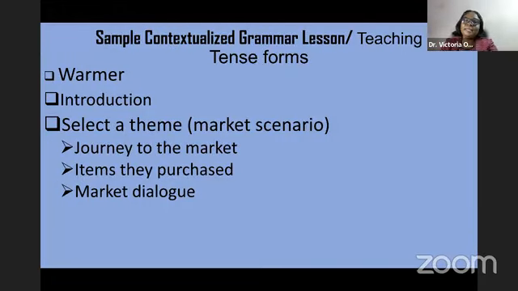I created this, I say, a sample contextualized grammar lesson. So let's take that you go to class on a Monday, you are teaching tense. And I like to talk about tense a lot because I've noticed that most of the challenges we have in our sentence construction is tense-based. So we start a lesson. How do we go about it?